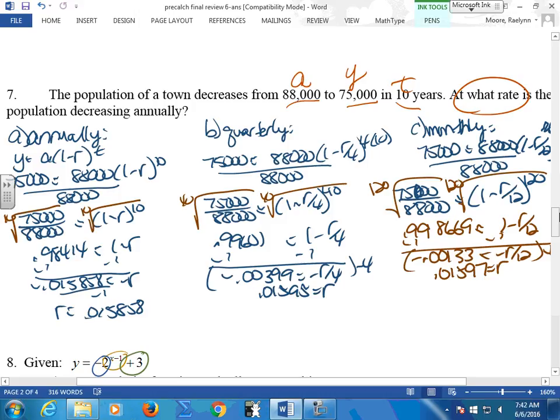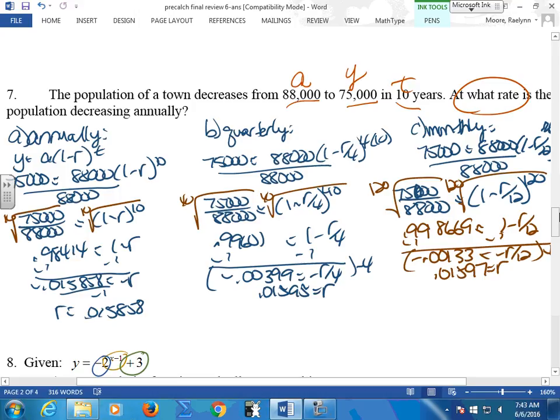This said annually, quarterly. I really meant to take out the quarterly and the monthly because it's kind of weird to compound your population decreasing. They really don't only do that with money. But if you just stick with the annual part, that's good.